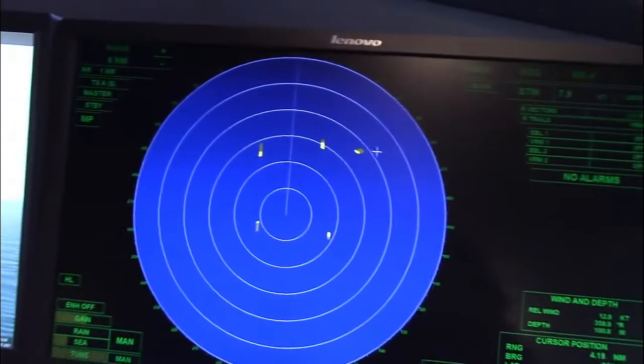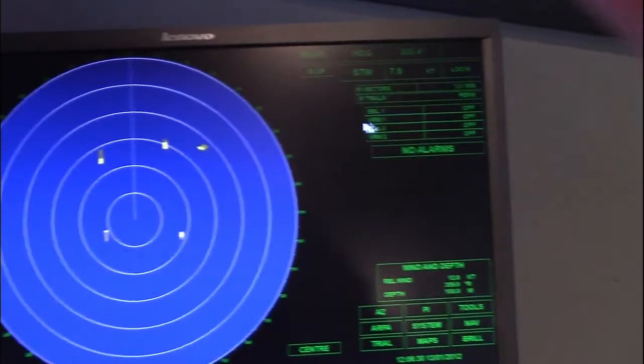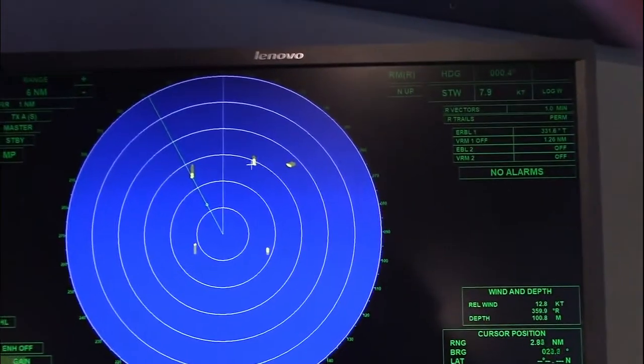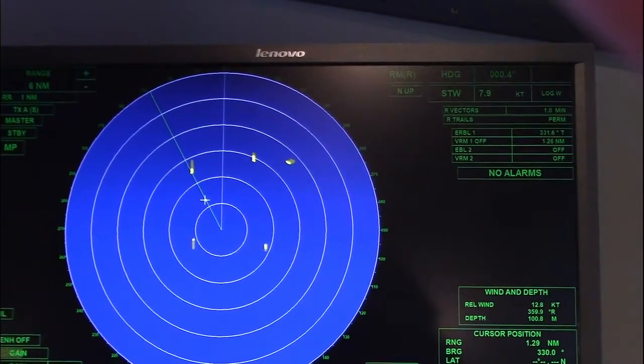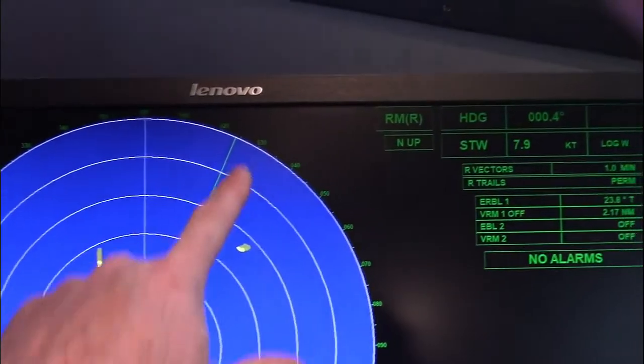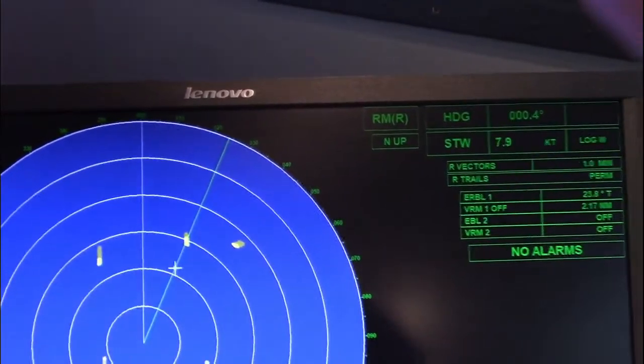Okay, so to do that, there's a variety of ways to do that. I'm going to turn an EBL on, electronic bearing line. I'm going to start by looking at this target here, target 1. What I'm going to do is put that EBL through that target. According to that, the bearing to that vessel is about 025.